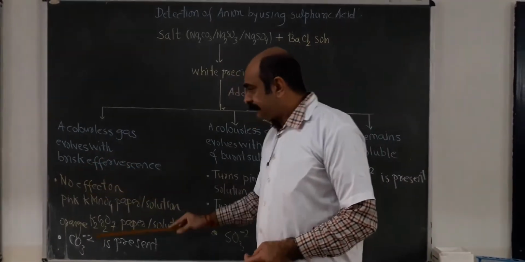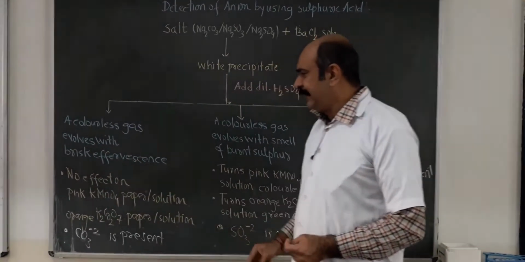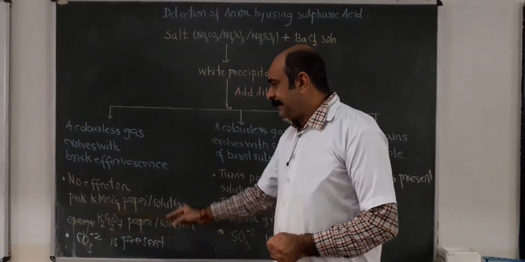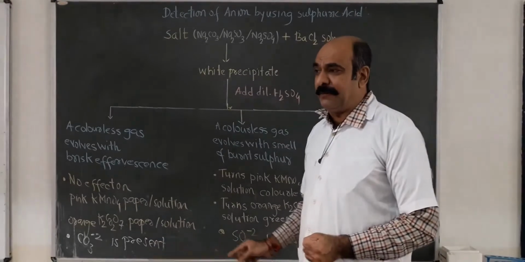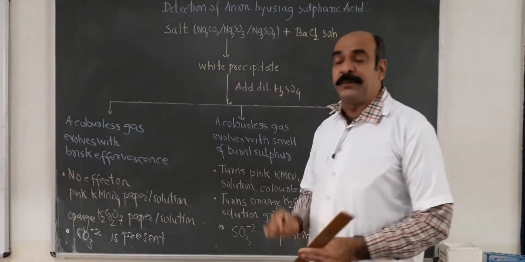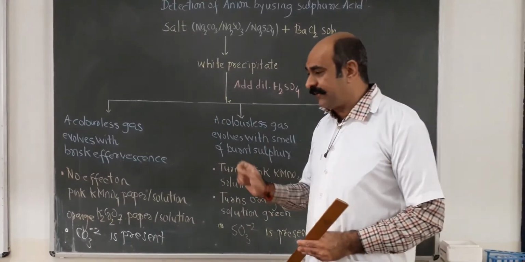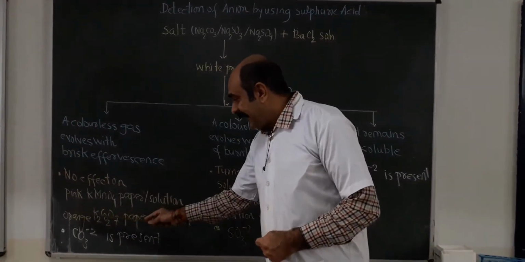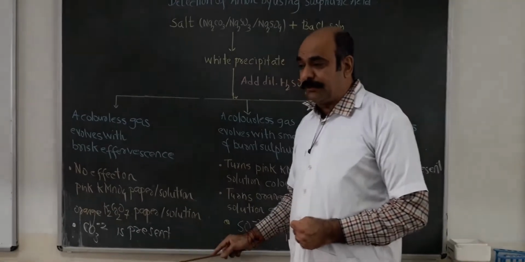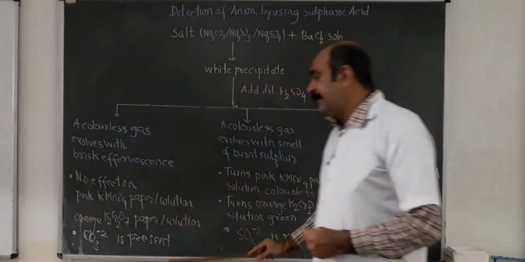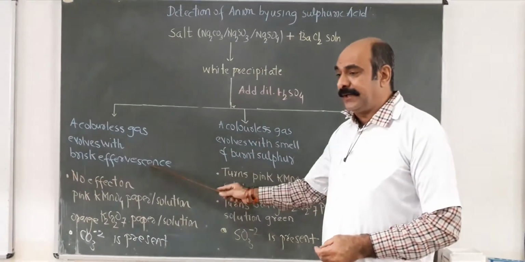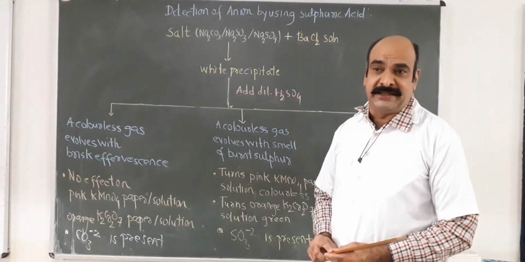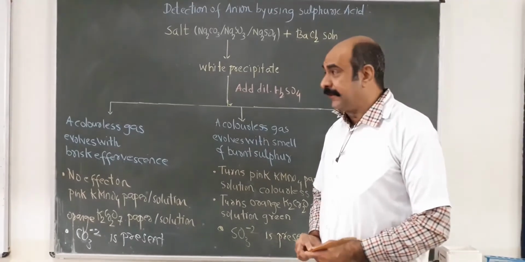So, when this brisk effervescence is coming, whatever gas is released will not have any effect on a pink color KMnO4 paper or solution. That means the pink color KMnO4 paper or solution will remain pink, unaffected. Apart from that, the K2Cr2O7 solution or paper, which is orange in color, will remain orange. So with this, I can detect the presence of carbonate radical.